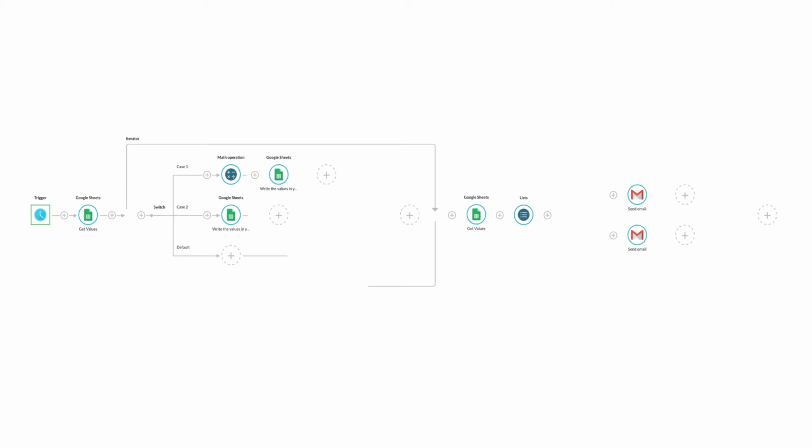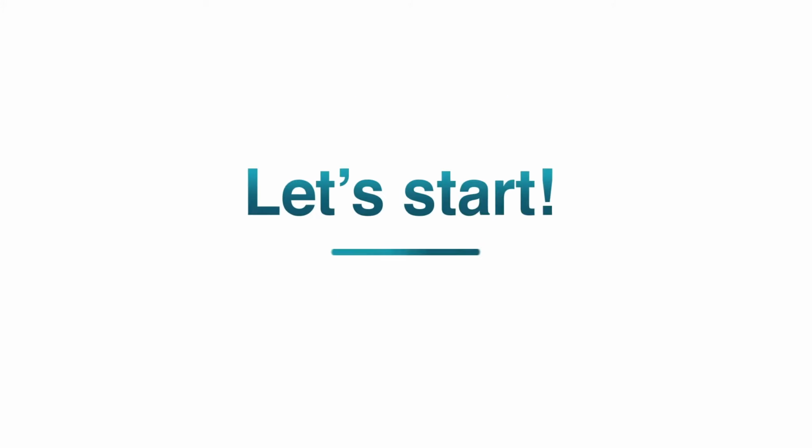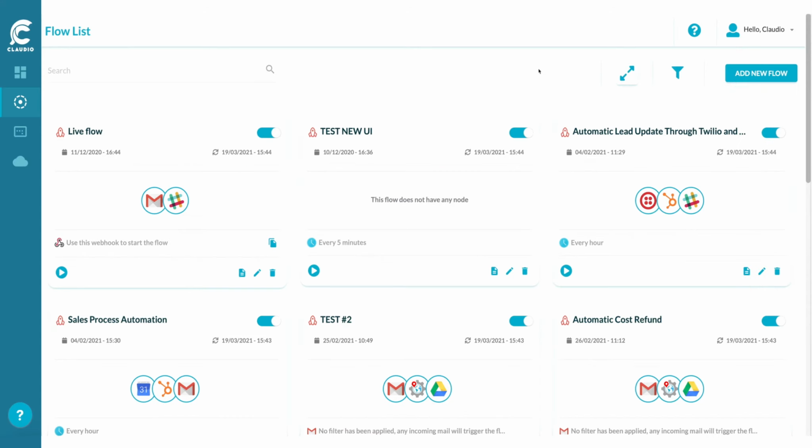Today, we'll see how banks and financial firms can use an automation flow to register cash flow movements and receive an alert about daily results. Let's start now. The first step is the flow configuration.